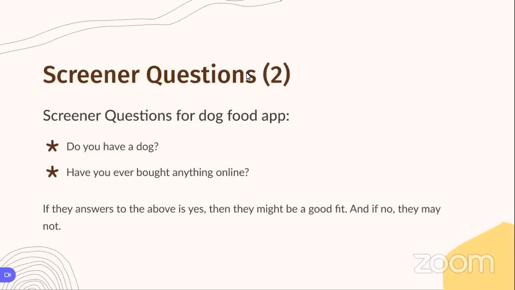So you want it to be somebody who has had a dog, who has developed behaviors around having a dog, who is innately motivated, not externally, to actually want to buy dog food. And for the second question, you want someone who is accustomed to getting things online, so that when you ask about the experiences, they have something useful to fuel your design decision. So if they answer yes to the two questions, they might be a good fit. And if not, they may not.